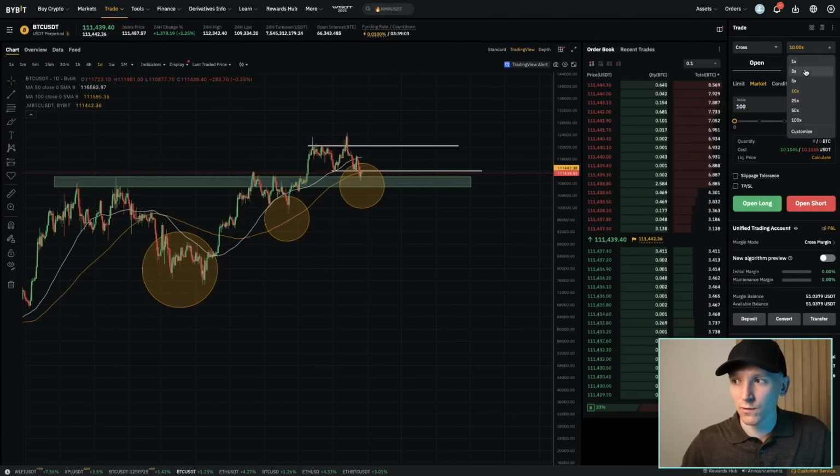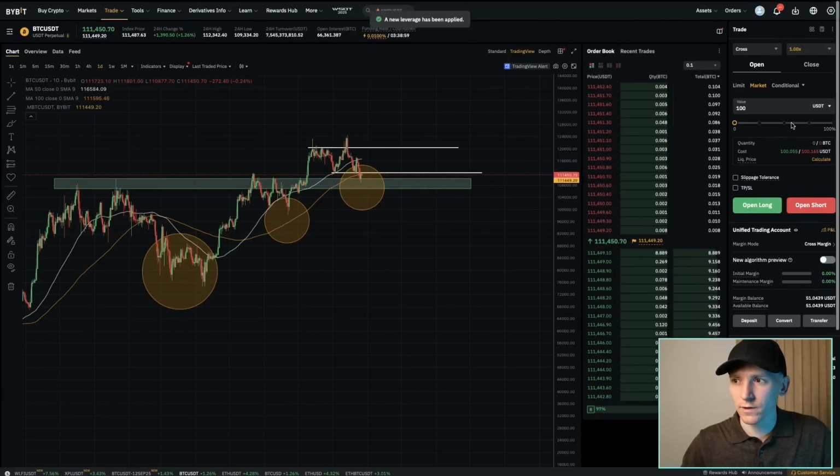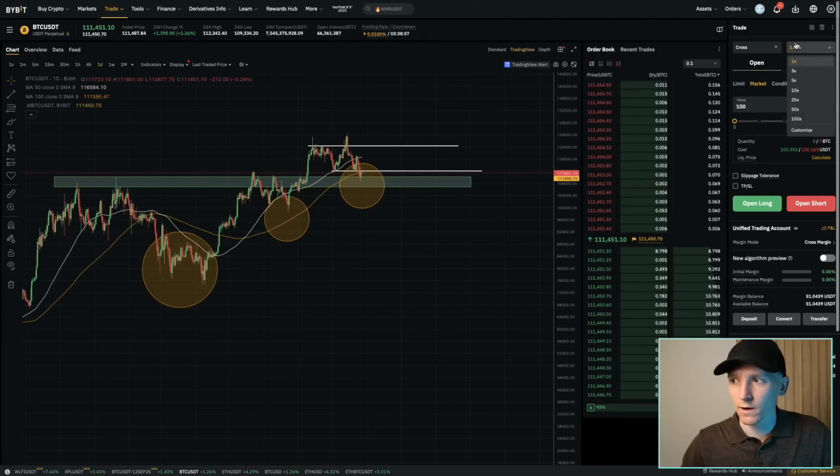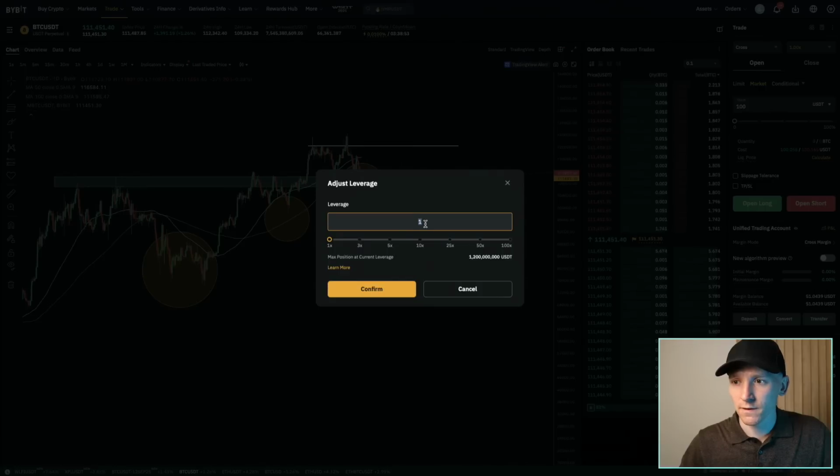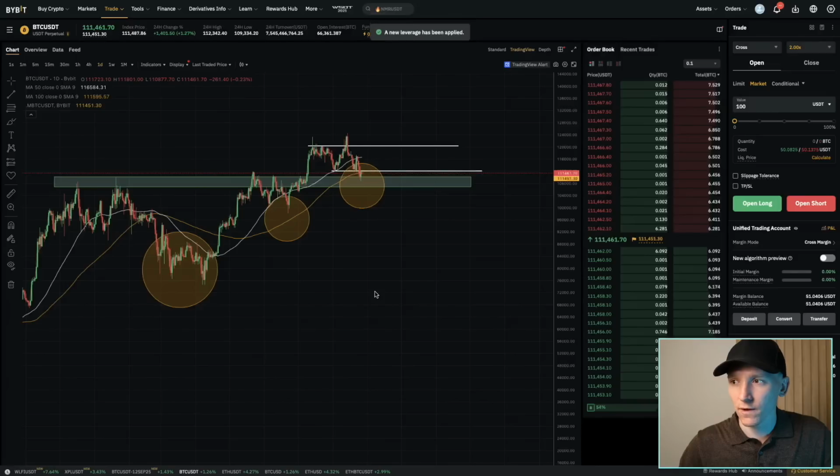So you can choose this as you want. Let's do 1x, right? You can choose exactly the leverage that you want. I'm actually going to do customize here as well, and we're going to use 2x leverage. So we can do that too. Press confirm. So now we have 2x leverage funding 50% of the trade.